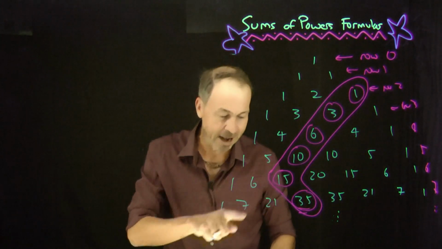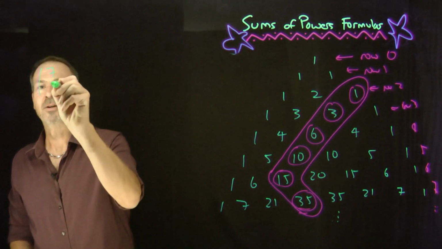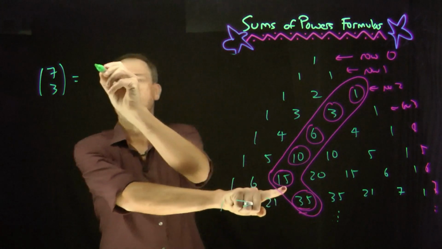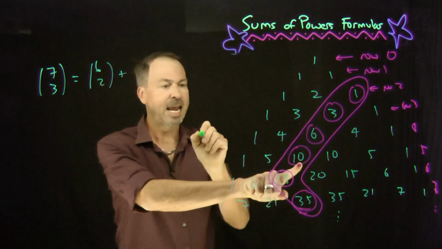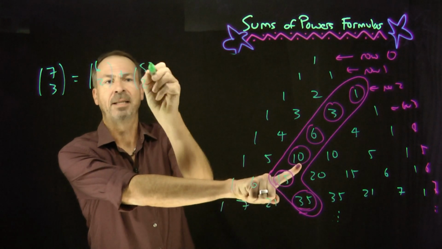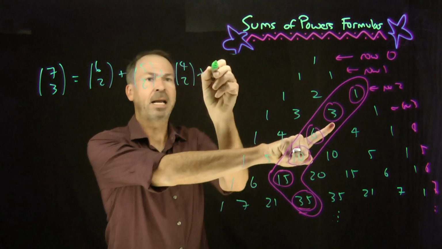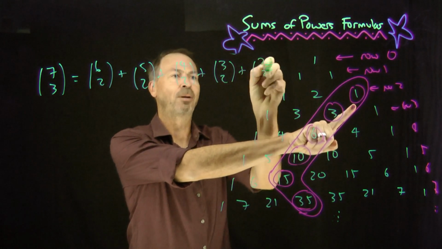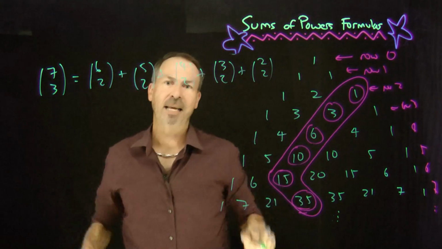All right, but let me write that out. Because remember, 35 was the formula 7 choose 3. And this 15 is on row 6, is already 6, and it's 0, 1, 2 places in. Plus this 10, row 5, 2 places in. Plus this 6, row 4, 2 places in. Plus this 3, row 3, 2 places in. Plus this 1, row 2, 2 places in. So there is the stocking property expressed as arithmetic.